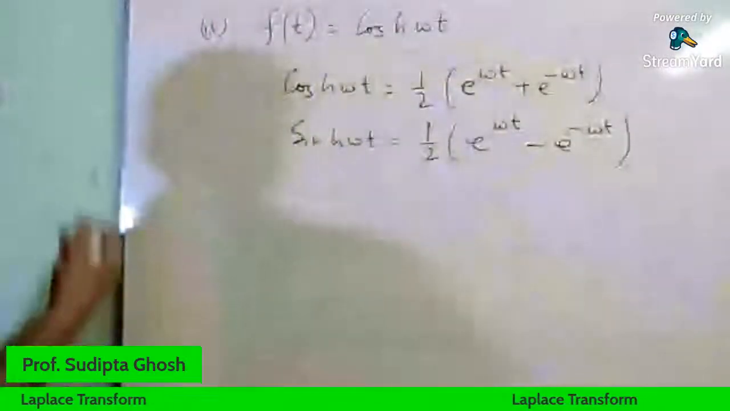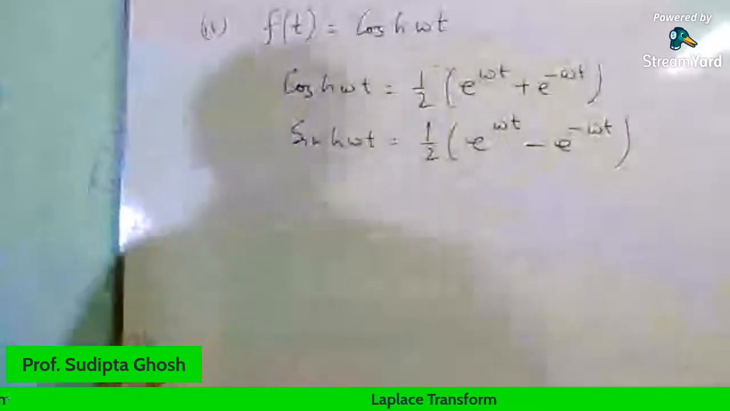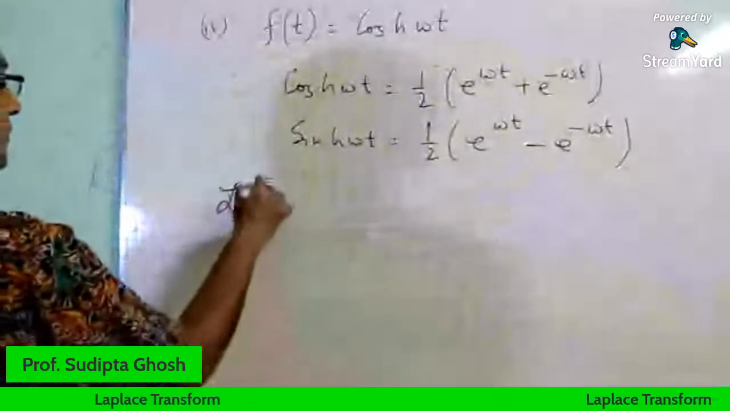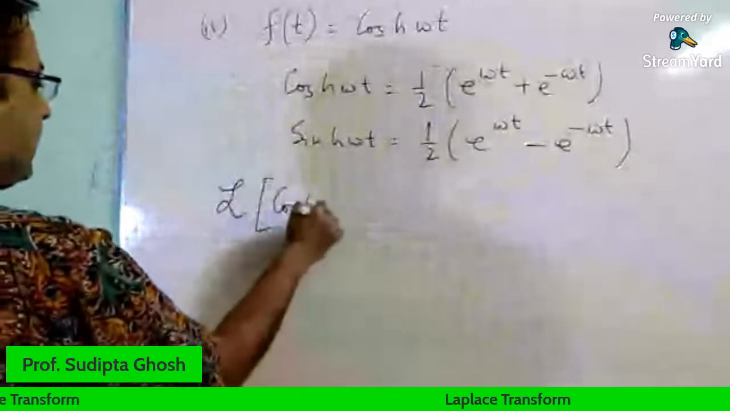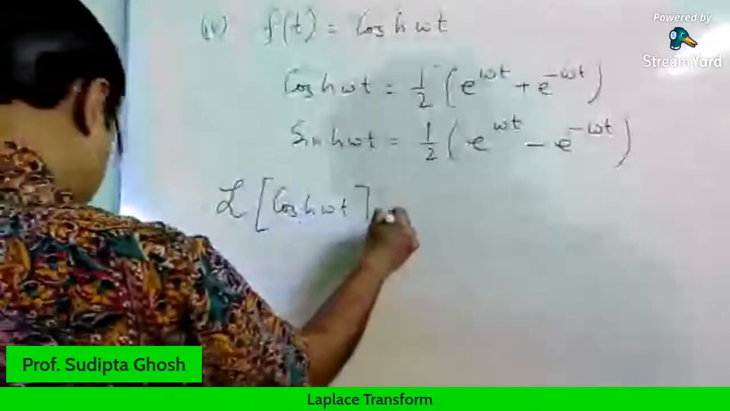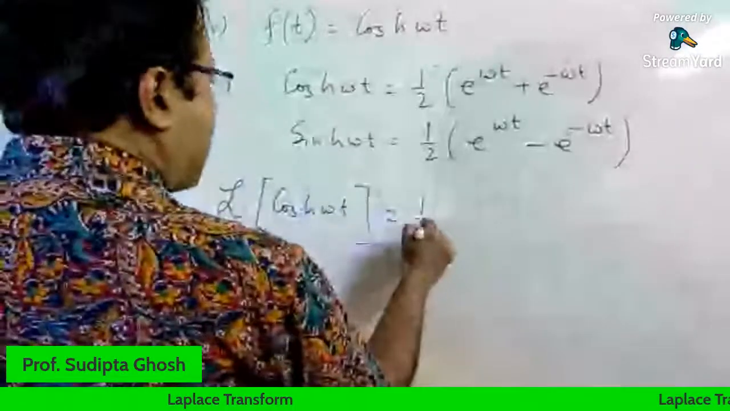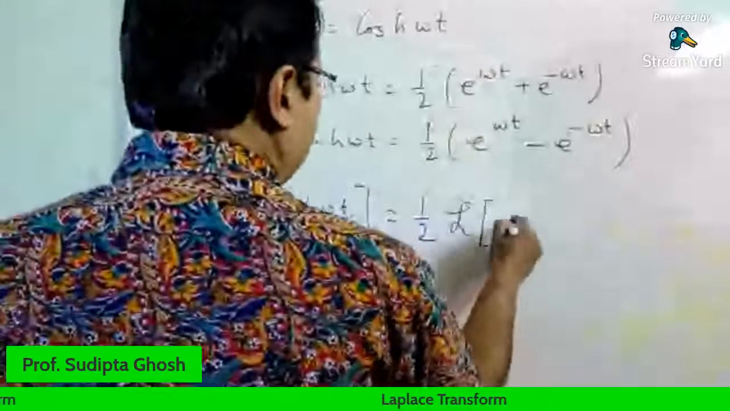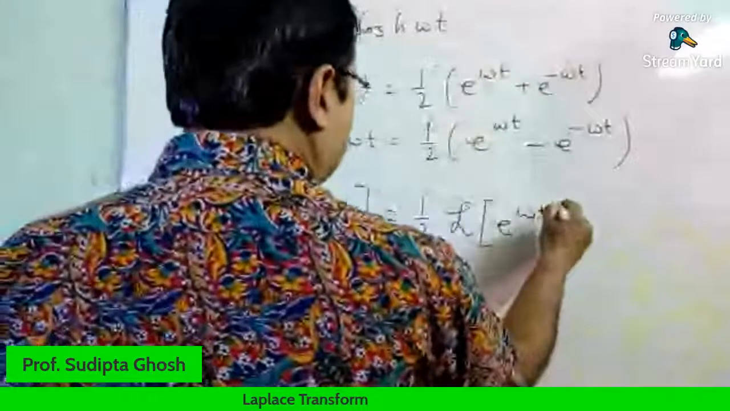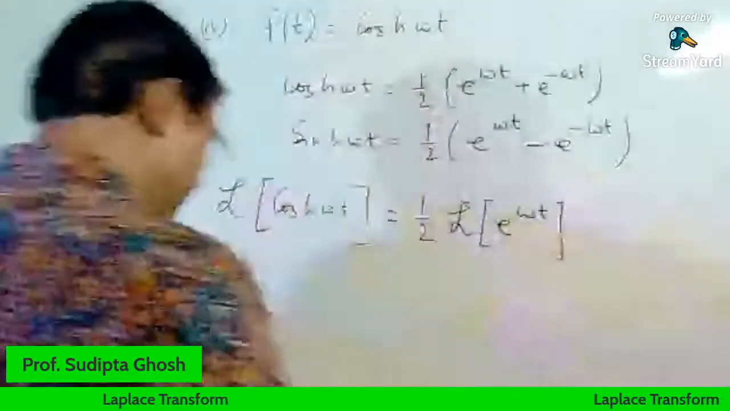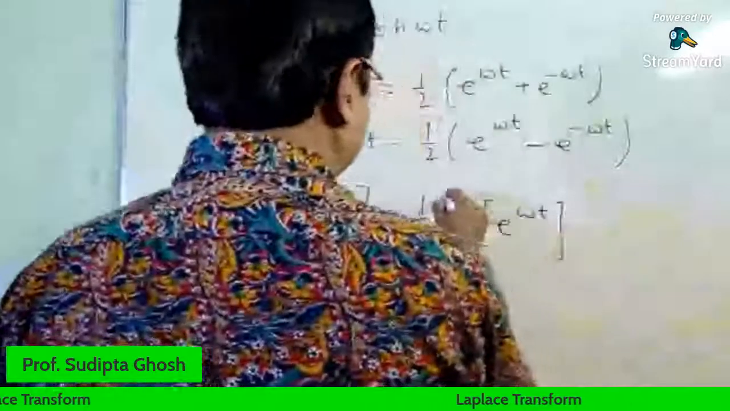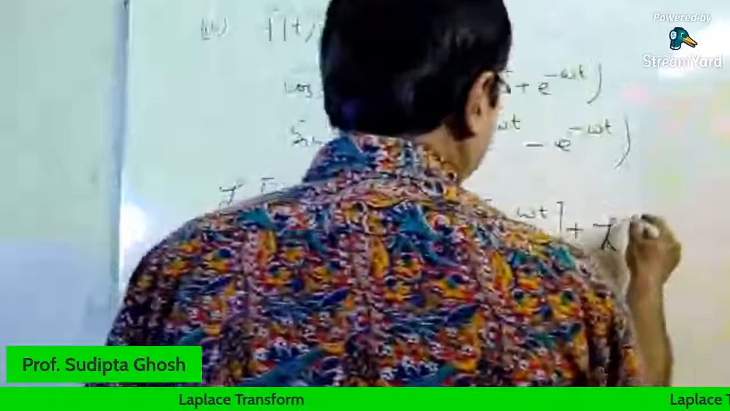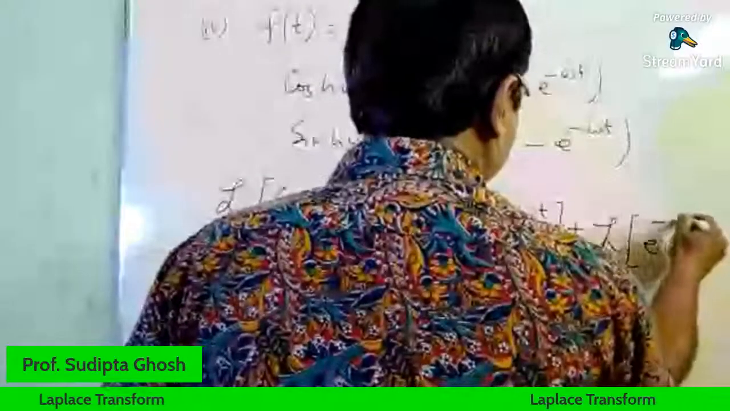Now let's find out the Laplace transformation of cos hyperbolic omega t. So the Laplace transform of cos hyperbolic omega t, I can write as half of the Laplace transform of e to the power omega t plus, taking half common, the Laplace transform of e to the power minus omega t.